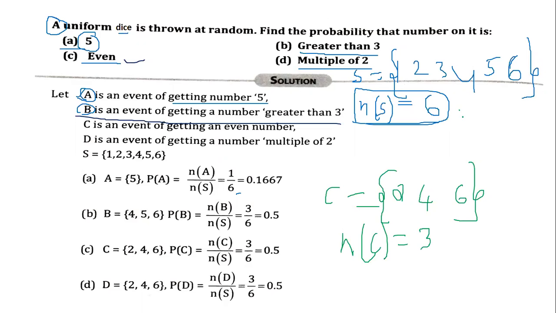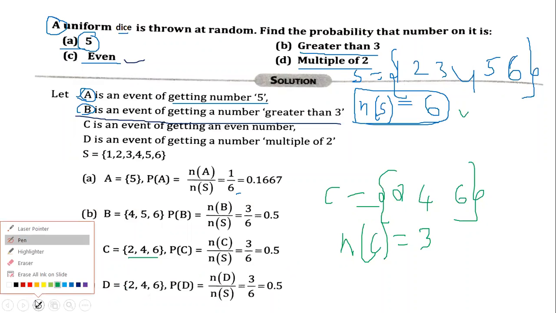And the sample space is 6 already. So to get 2, 4, 6, this is 3 possibilities. So 3 by 6 is equal to 0.5 is the probability of getting an even number when I roll a dice. So this is your sub question number 3.